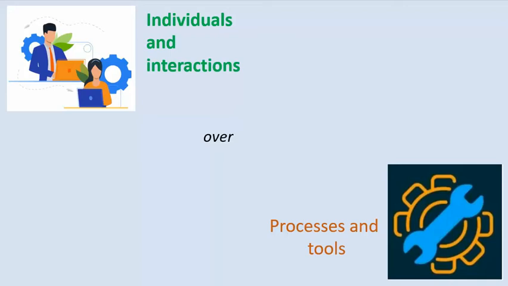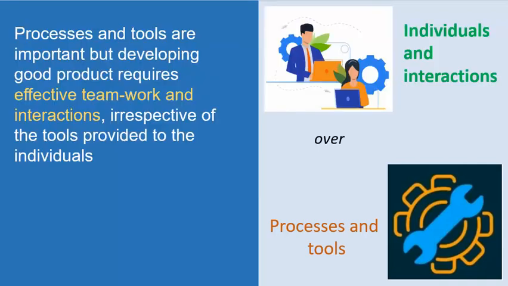Individuals and interactions over processes and tools. This is the first part of the Agile Manifesto, and let's try to explore that in a little bit of detail. Processes and tools are important. We are not saying that it's not important or doesn't add value, but developing a good product requires effective teamwork and interactions, irrespective of the tools provided to the individuals. So it is important to understand that processes and tools are developed for human beings and not vice versa.